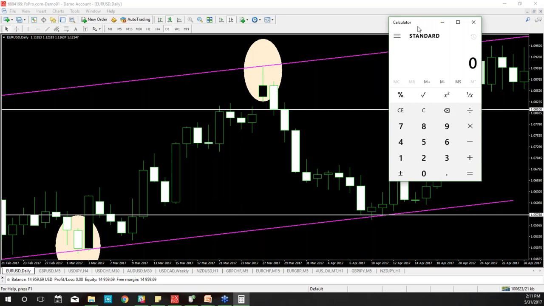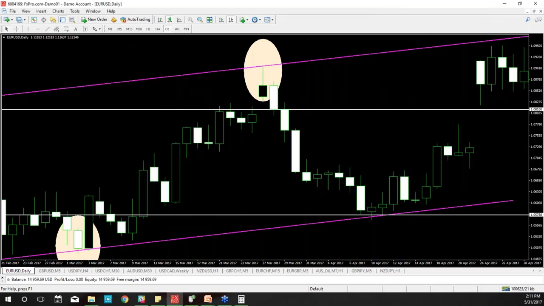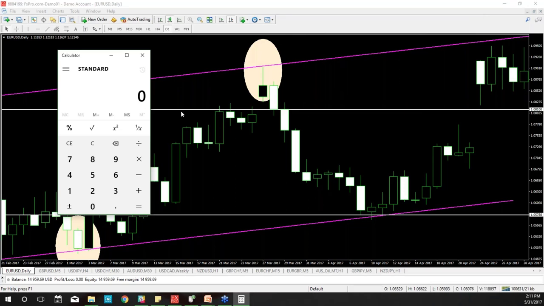All right. So now I will pop up my calculator again to see how this looks. As I said, we sell at 1.0810, and we close the trade at 1.0578, which means that this trade generates a profit of 0.0232, which is 232 pips.